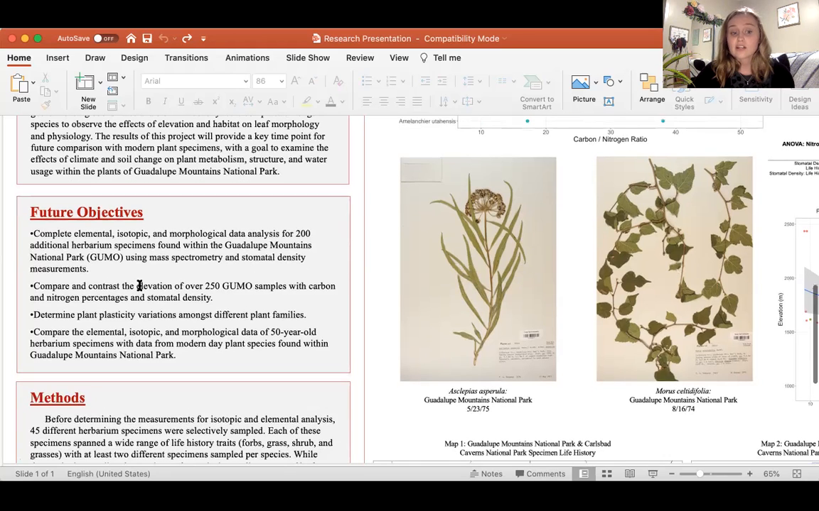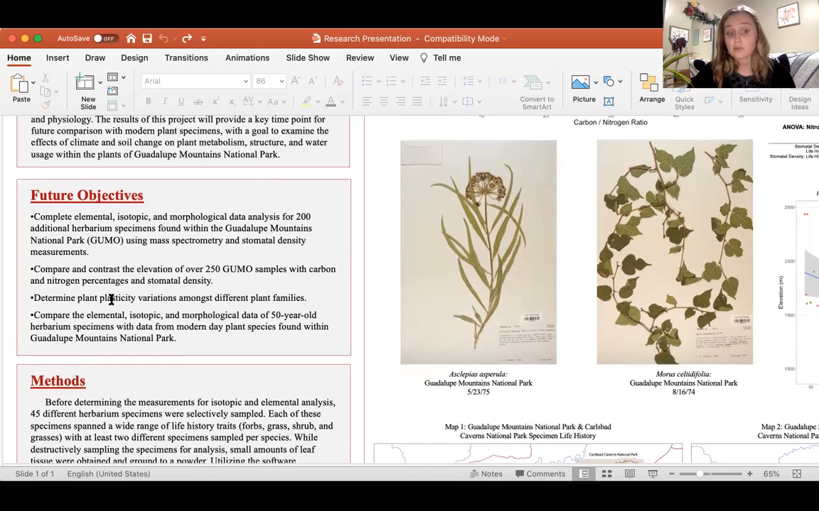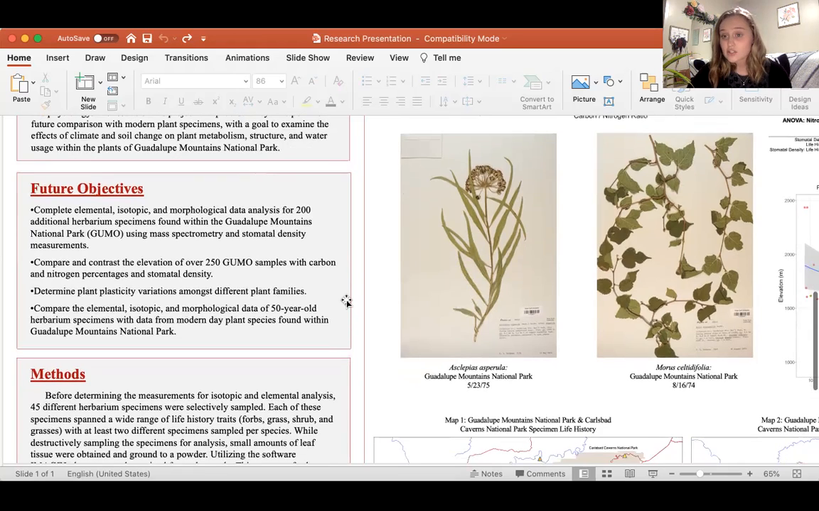So right now we are comparing and contrasting the elevation over 45 different specimens. However, in the future, we do hope to be able to determine that for 250 GUMO samples, within the carbon and nitrogen percentages and stomatal density. Additionally, we hope to use this stomatal density to determine plant plasticity variations among different plant families. So currently we have tried to take plants from virtually every single plant family that we have within our GUMO collection. However, only 11 different families are included in this subset of data that we have today in this presentation.